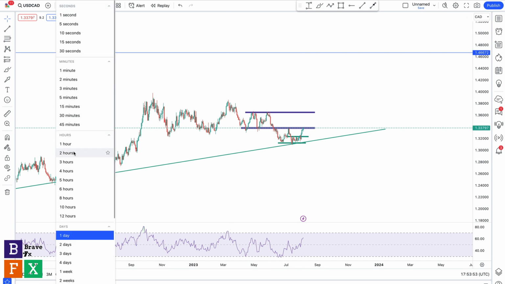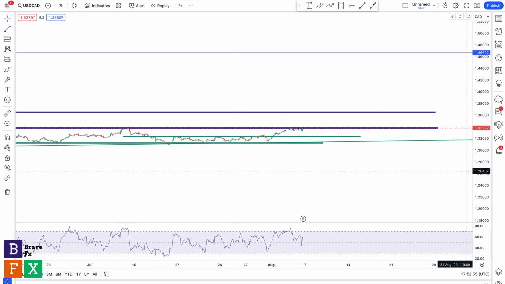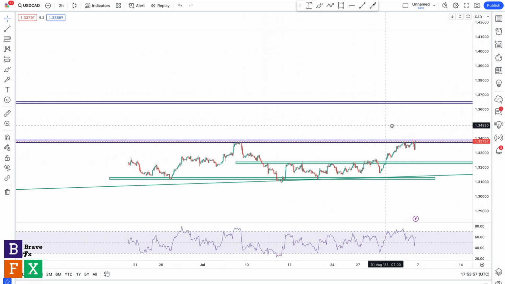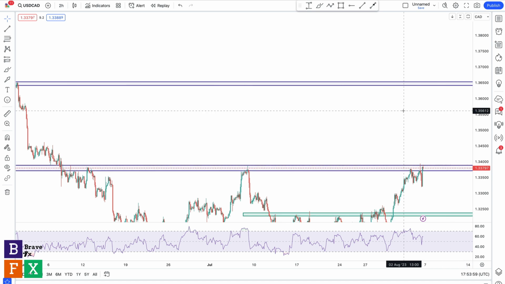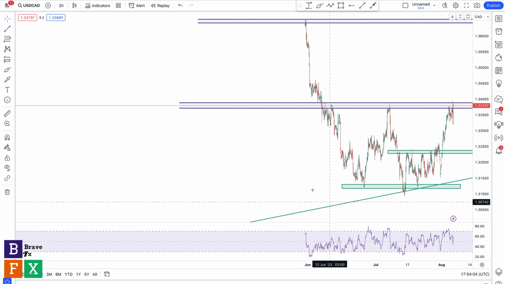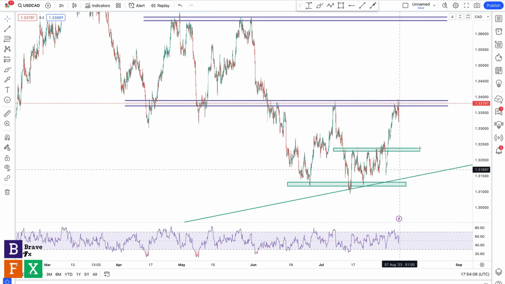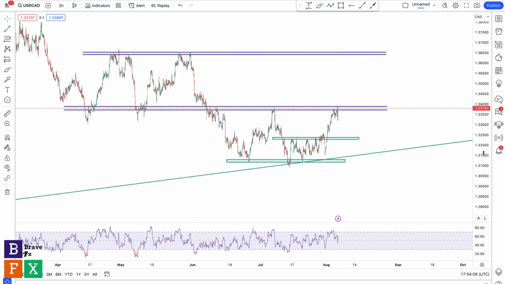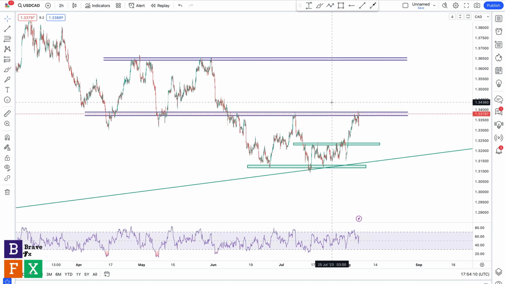So on the lower time frame, on the 2 hour time frame right now, we seem to be trading around an area of value. Meanwhile, I am still bullish on USD-CAD because of this bounce it just had off of this trend line. But I'm not just going to work based on assumptions. I'm going to work with what the market gives us.